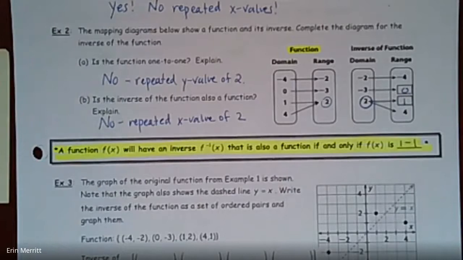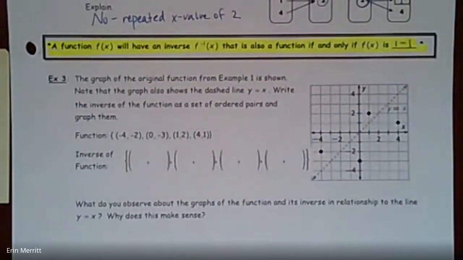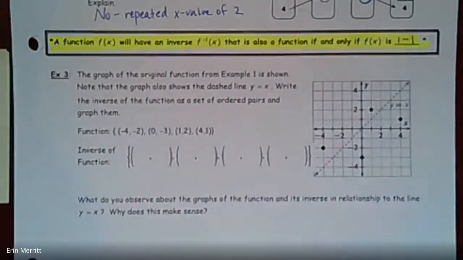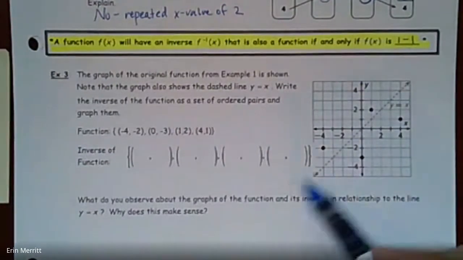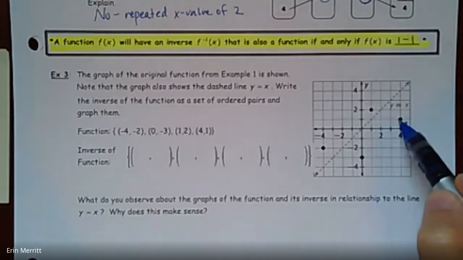So now let's look at it graphically. It says the graph of the original function from example 1, back at the top of the page, is shown. So you just have all the points plotted here. Like the point -4, -2, there it is right there. You've got the point 0, -3, you got the point 1, 2, and you got the point 4, 1.